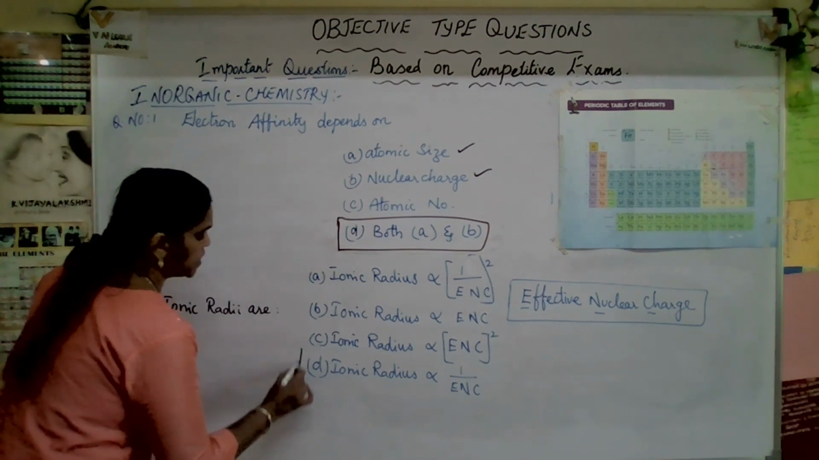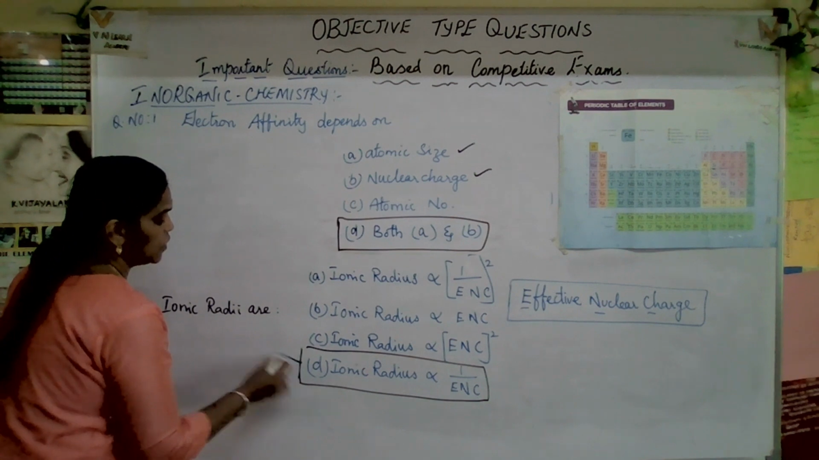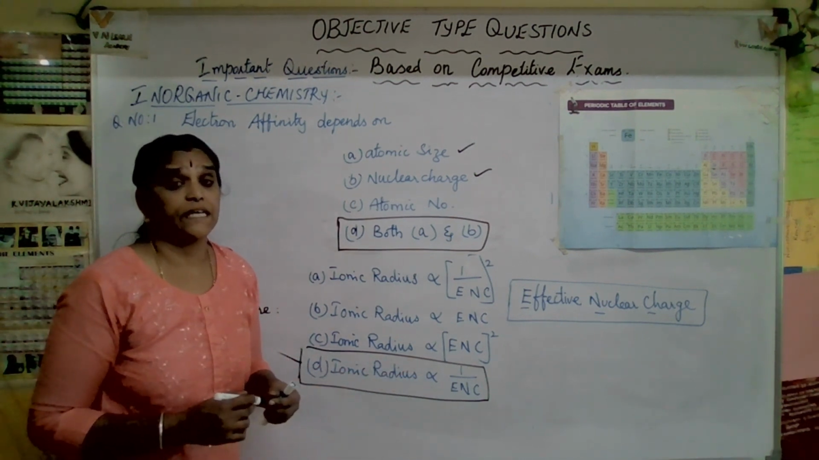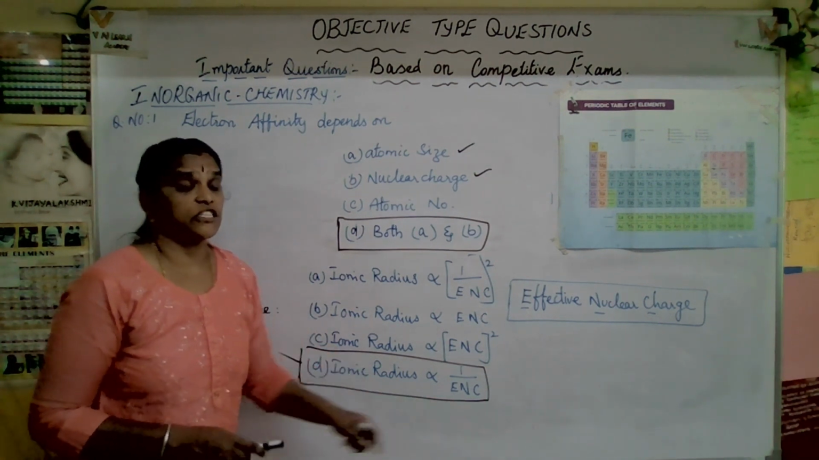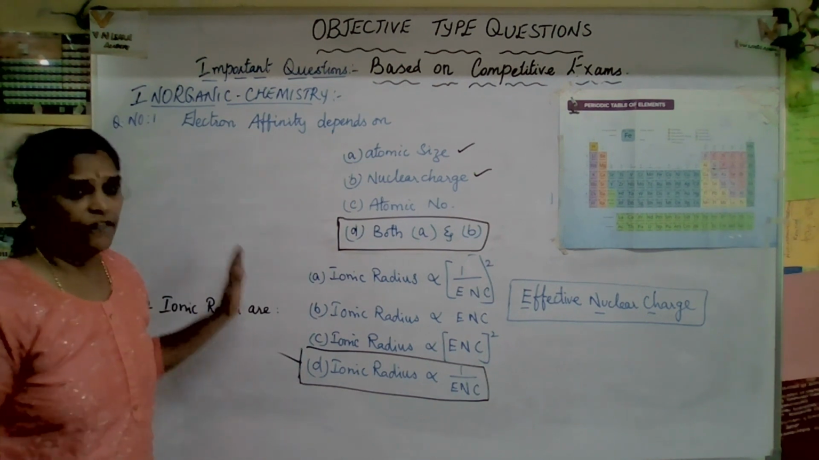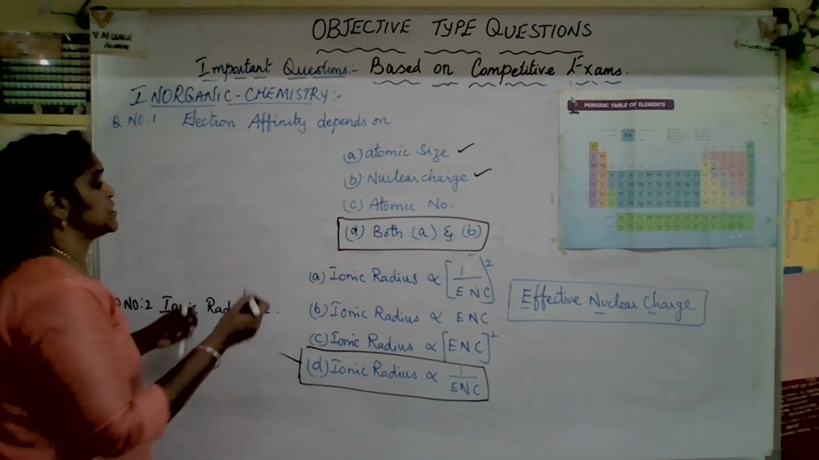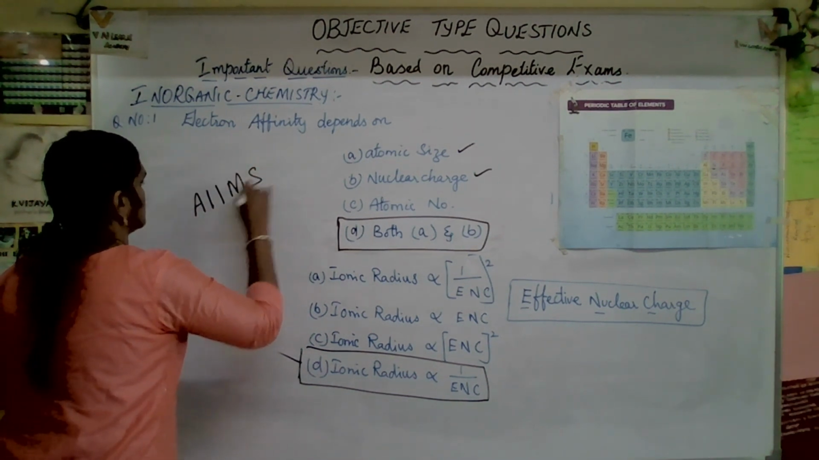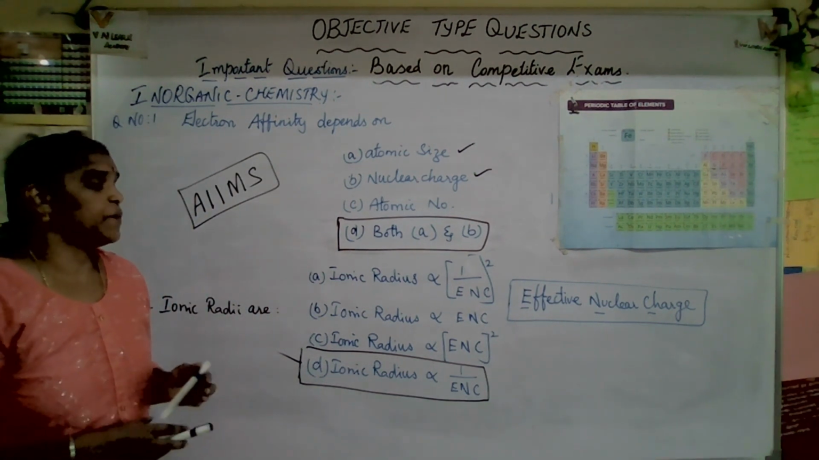So which will be our correct option? Option D. Why? Because ionic radius is always inversely proportional to the effective nuclear charge. That is the only correct option. Hope you got a clear idea. Wait, let us go through some more important questions, and these two questions come from AIDS. Okay, come on, let us go for some more important questions.